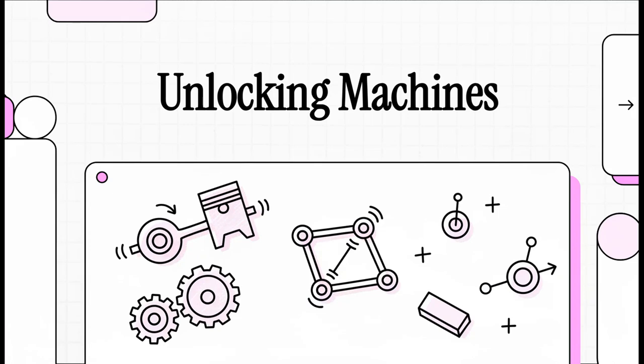Have you ever just stared at something like a car engine or a factory robot and thought, how on earth does that even work? All those moving parts can feel super complicated, almost impossible to understand. But what if I told you that every single machine, no matter how complex, is actually built from just a handful of really simple ideas? Well, today we're going to pull back the curtain and unlock the world of machines. We're going to see how they really work from the inside out.